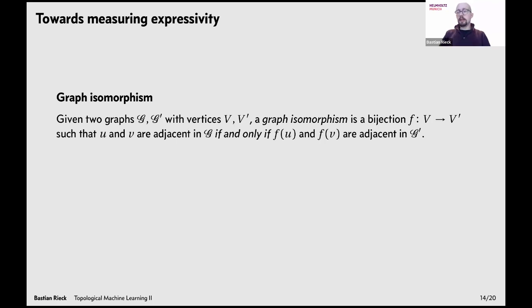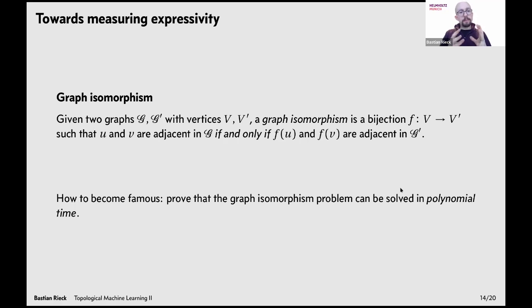What we're really interested in when we talk about graph neural networks, or in general any graph learning algorithm, is measuring the expressivity of the architecture. And expressivity is typically, but not always, measured in terms of graph isomorphism. So graph isomorphism is a way to figure out whether two graphs are isomorphic. So you have two graphs, G and G prime, you have the vertex sets V and V prime, and then a graph isomorphism is of course a bijection between the vertex sets such that two nodes are adjacent if and only if their images are also adjacent.